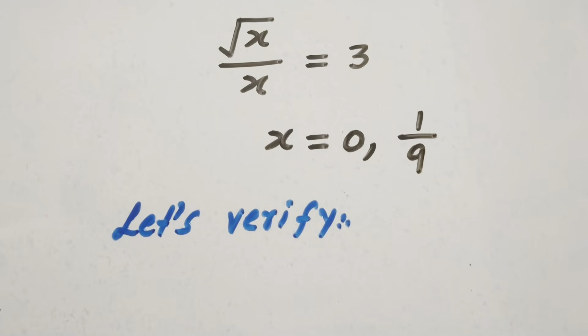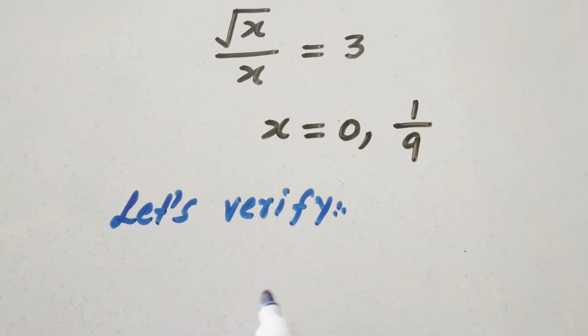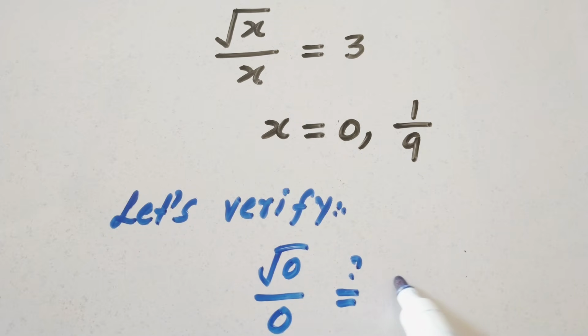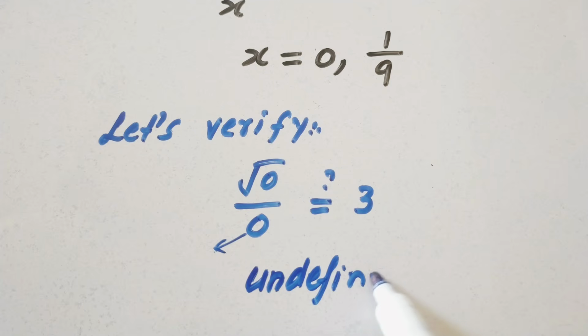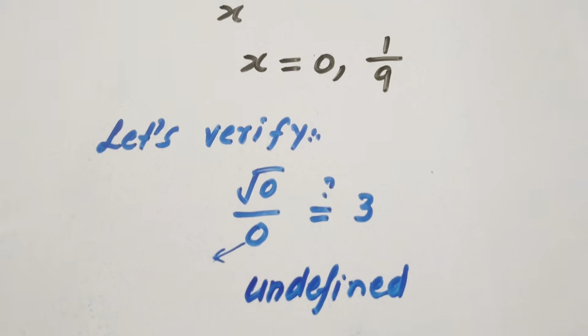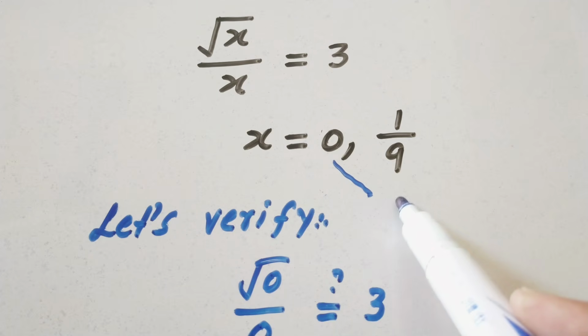First we will verify the value of x which is 0. By putting the value of x as 0 here, this will become square root of 0 divided by 0. Whether it is equal or not equal to 3, it is clear that it is not equal to 3. But when the 0 is in the denominator, the equation will become undefined. So 0 is an extraneous root. We can say that 0 is an extraneous root.